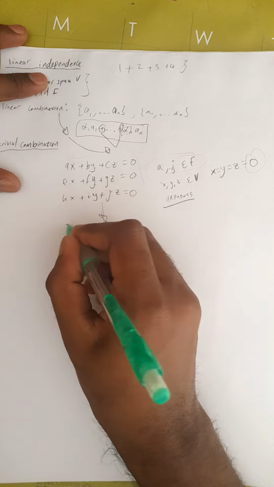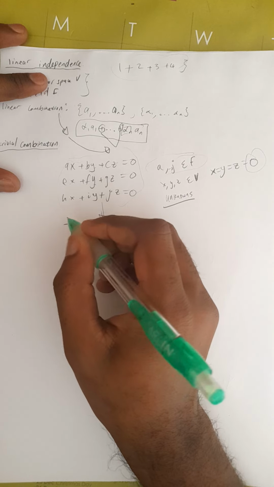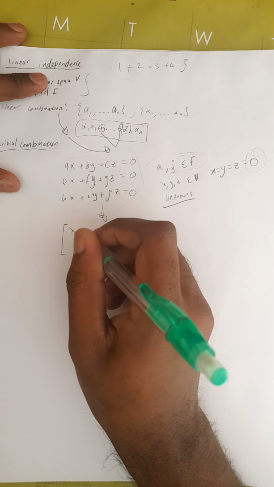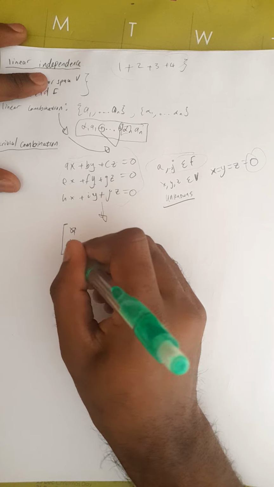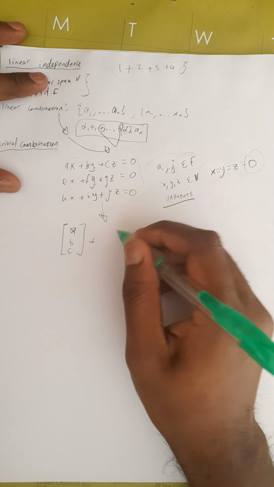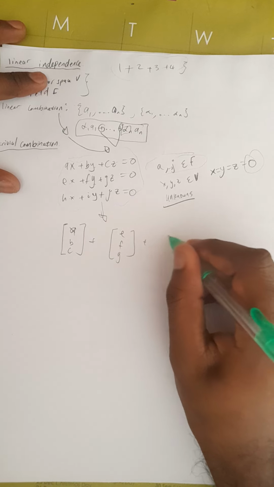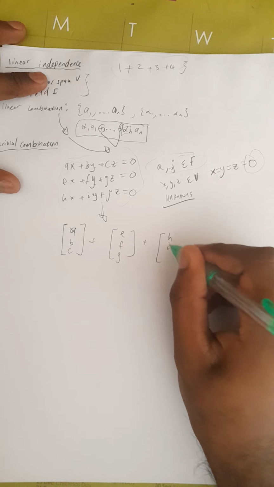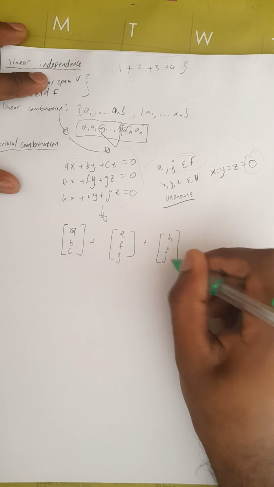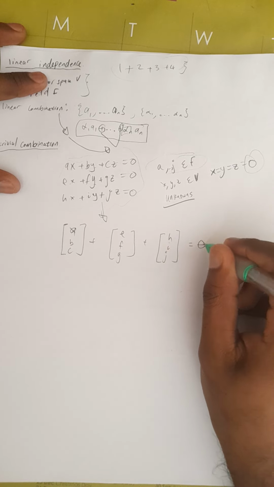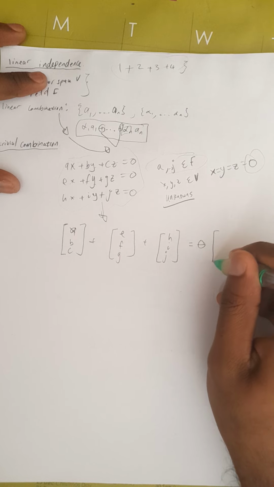So what linear independence is, now let's consider these as vectors, certain vectors: x, a, b, c, plus another certain vector e, f, g, plus h, i, j. And let's equate this to something. Let's equate this to theta. We discussed this in the last class, that theta is our 0 vector.